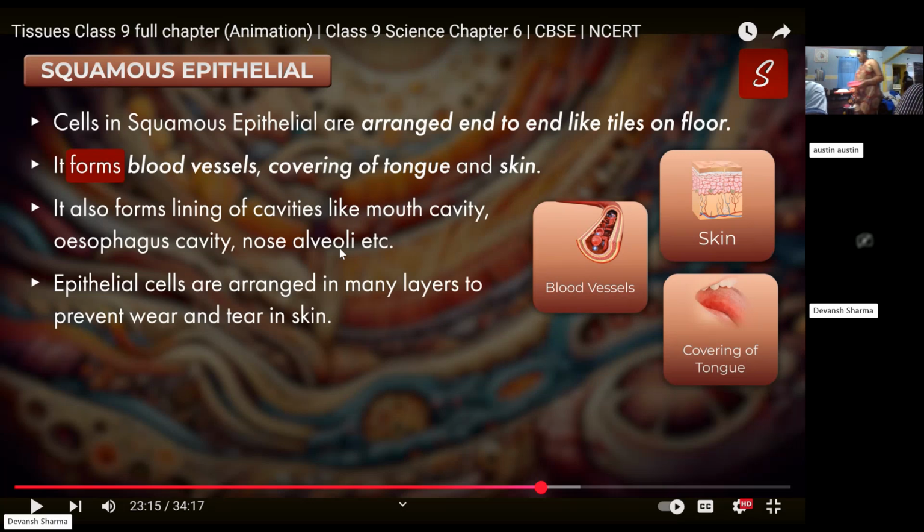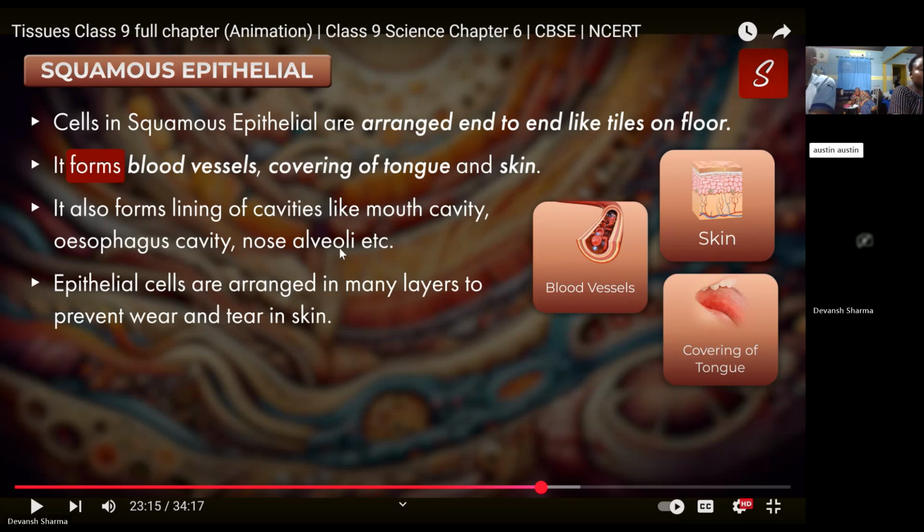What is the function of epithelial tissue? It provides protection to our inner organs or the underlining of the skin. When they say lining cavities, what does it mean? Lining cavity means it forms flat, stack-like structures.